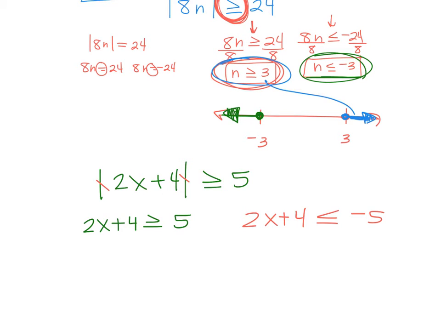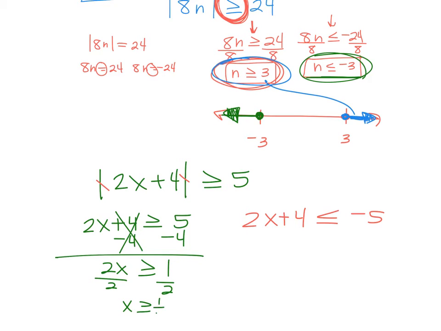How do I solve those? Let's do the green one. How do I solve the green? Take away 4. So you get 2x is greater than or equal to 1. Then what? Divide by 2. So x is greater than or equal to 1/2. Okay?